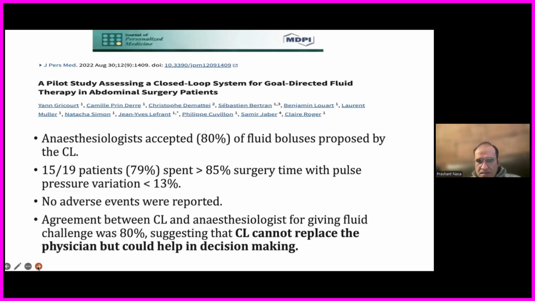So yes, there is a way we can look at closed loop systems to guide fluid management, but there is a challenge because most of these closed loop systems are only looking at fluid responsiveness. They are only based on these so-called hemodynamic monitoring, which are looking at fluid responders. And now we know that it's not the fluid responder alone which decides that we should give fluid, but we should also look at the risk of harm.